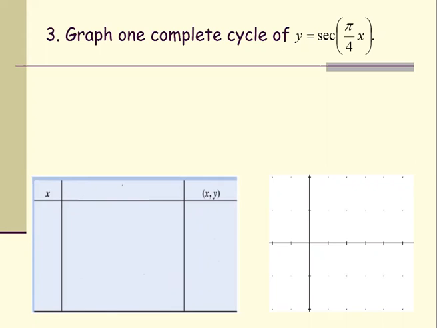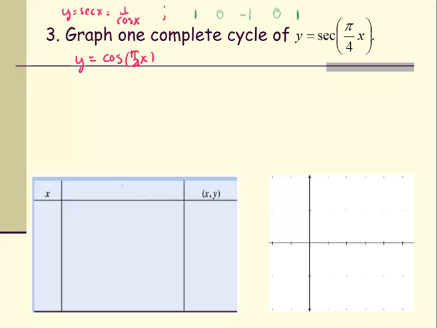In this example, we're going to sketch one complete cycle of the graph of y equals secant of pi over 4 times x. Recall the secant function is the reciprocal of the cosine function. So we're going to sketch a graph based on the cosine graph, y equals cosine of pi over 4x. And the 5 key points for the cosine function are going to be 1, 0, -1, 0, and then back to 1.